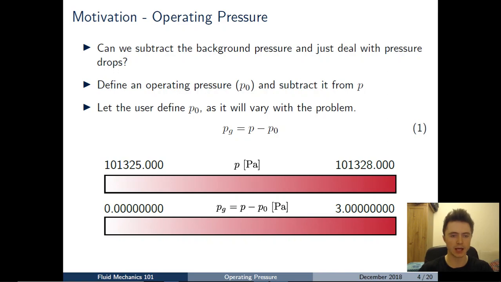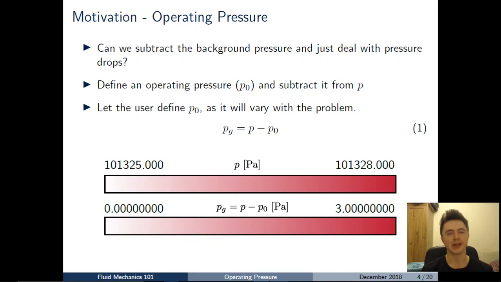So only a change of a few pascals in the domain relative to that overall background pressure, which is much larger. And what we see is that, because the changes in static pressure are very small, if we consider the digits in the pressure, those changes only affect the 6th digit, the 6th significant figure. We can really see the importance of this if we then subtract that background pressure from our overall pressure, and this is termed the gauge pressure, P sub G. In the second colour bar you see the range of the pressure changes is only 3 pascals, but we get many more significant figures of resolution there.